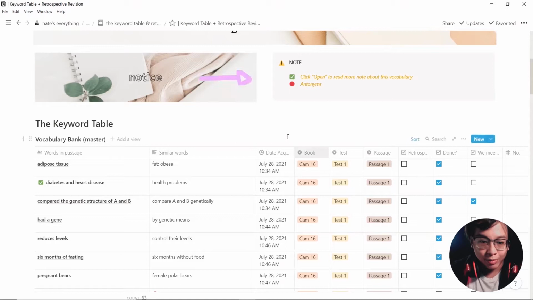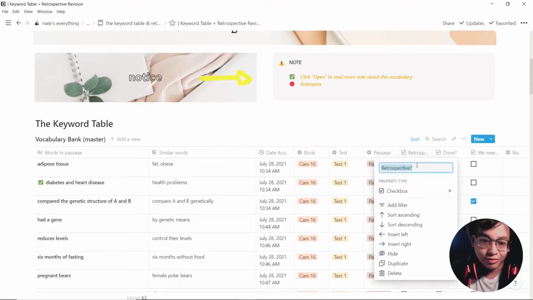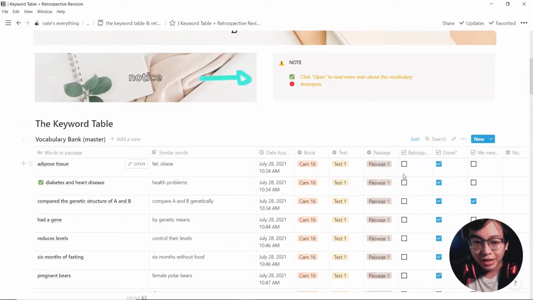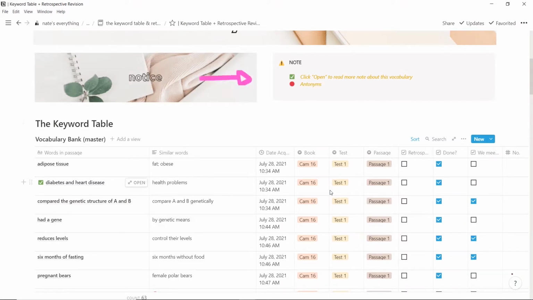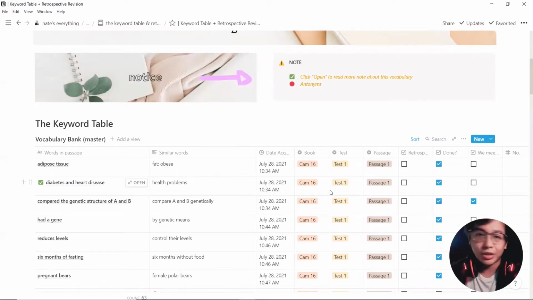So on the keyword table here, I have a column called retrospective. What you want to do is have a look at these vocabulary words and choose wisely the words that you think you want to use in real life, like you can put them into speaking or writing. You find that, yeah, this word is for me and I want to learn it because it's easy. Some words are really hard because they depend on the context and the grammar, so you don't have to waste a lot of time on words that you are not really sure about.